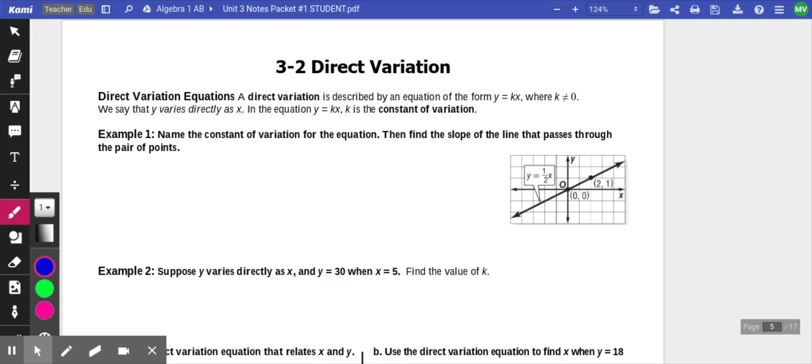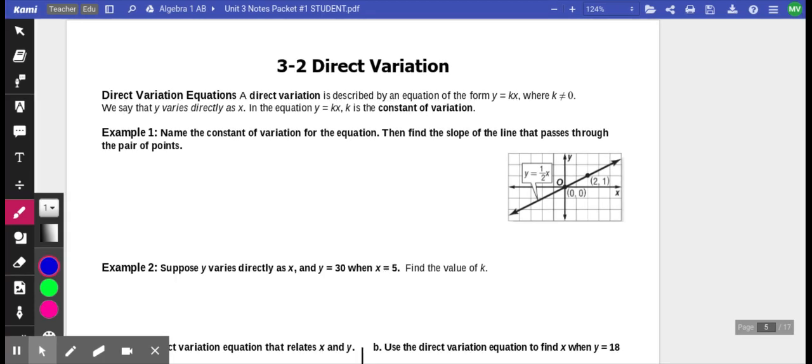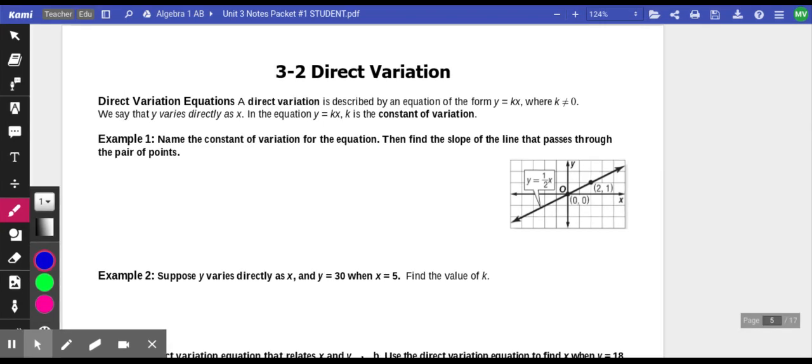Hello, everyone. Welcome to day 2 of chapter 3. Today we're talking about direct variation.